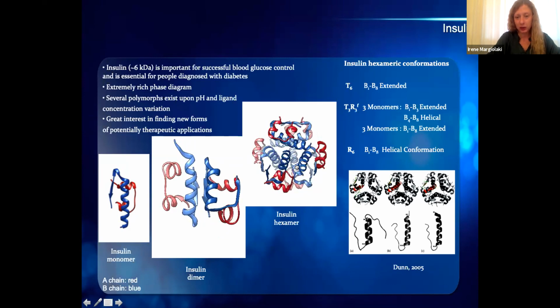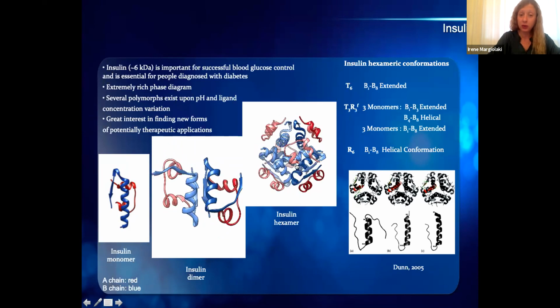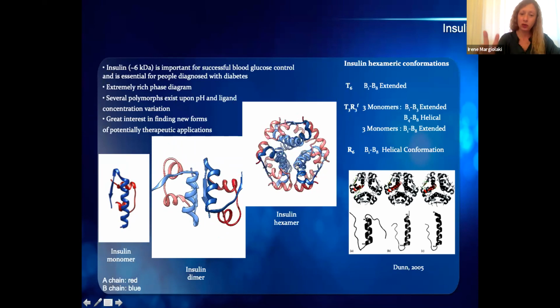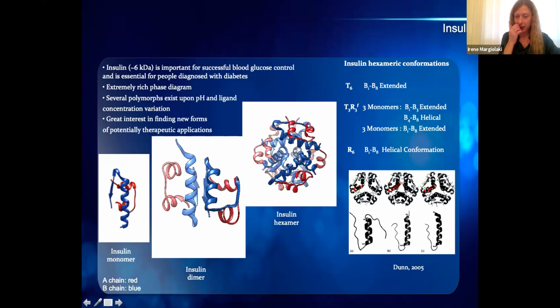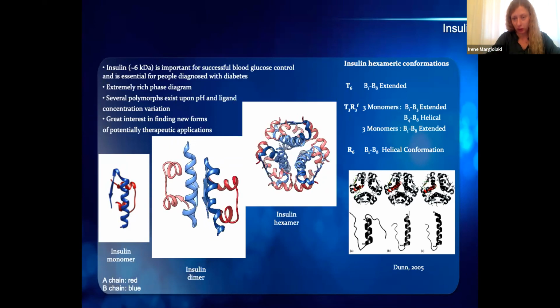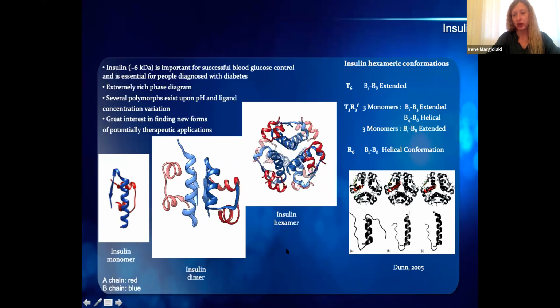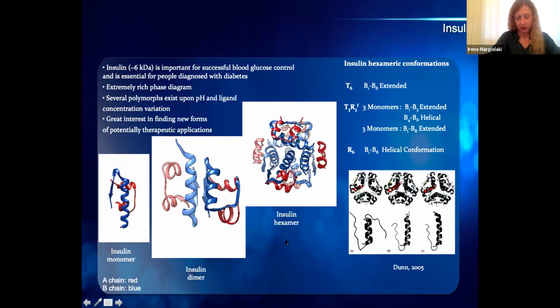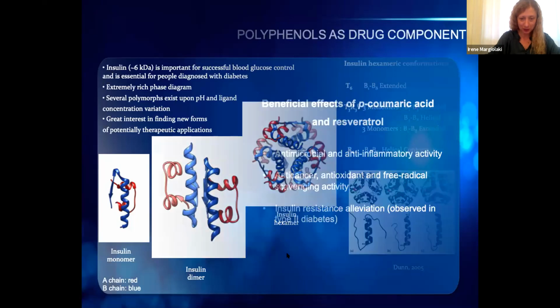Here you see how the hexamer is formed. Hexamers are formed in the presence of zinc. Two atoms of zinc located in the center of the hexamer keep this hexamer intact. These were the first structures solved by Dorothy Hodgkin, and you see here the three molecular conformations T6, T3R3, and R6. So this is a very quick introduction to insulin.